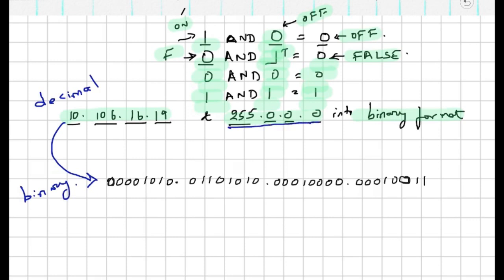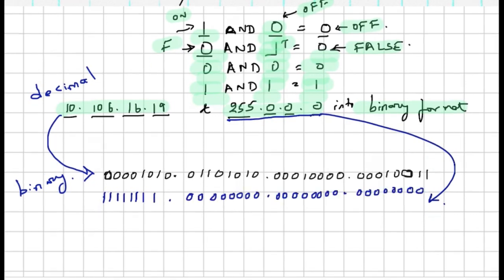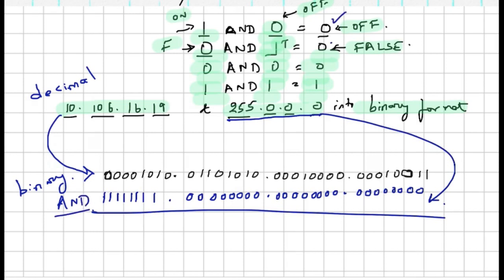Now we convert this 255.0.0.0 also into binary format. So 255 is written as all ones, and the remaining parts are all zeros. Now perform an AND operation. We have already discussed the results of an AND calculation: 1 and 0 is 0, 0 and 1 is 0, 0 and 0 is 0. Only 1 and 1 is 1.